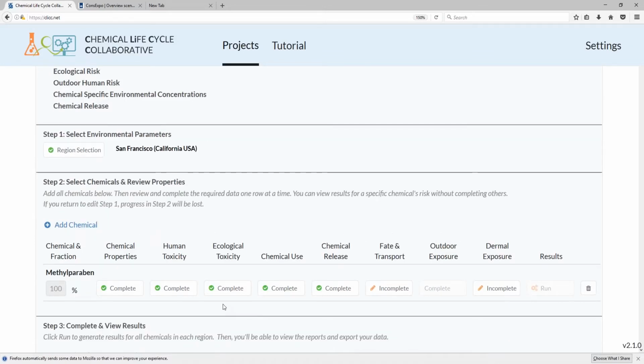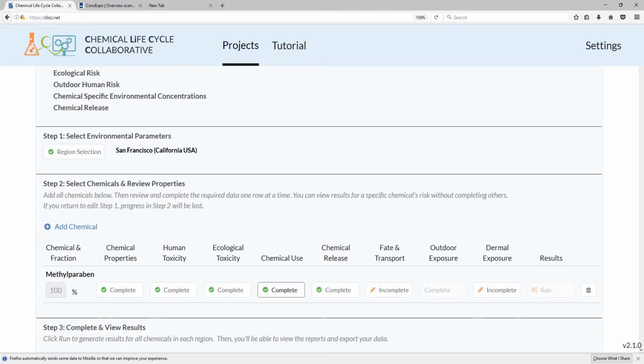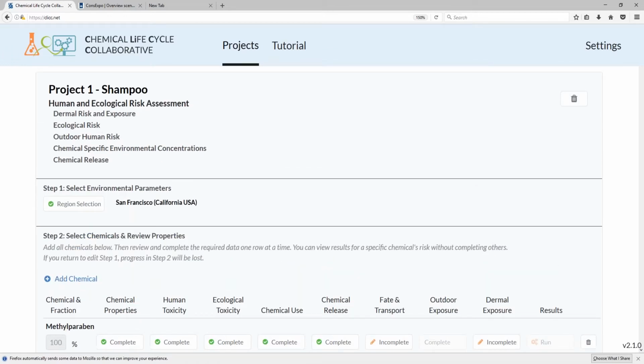My point is you don't have to be focused on the use phase. If you are interested in the production phase, you can also use the risk assessment tool, but you just skip the previous steps. You don't use the chemical release or the chemical use, but you can manually enter the chemical release amount and then run the fate and transport to generate the exposure amount. If you know it's being manufactured in a particular location, you could add that in if you wanted to look at that region.